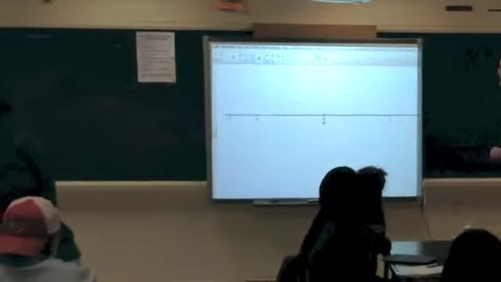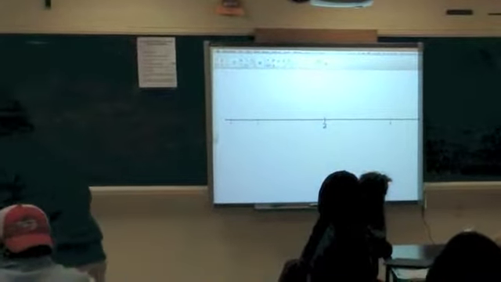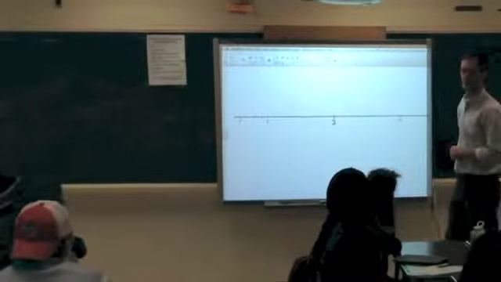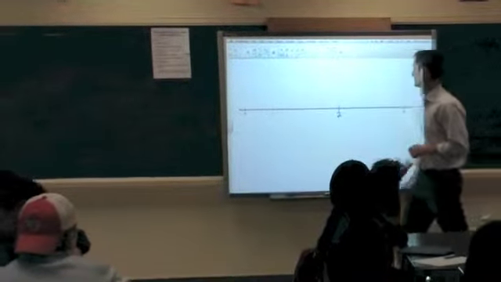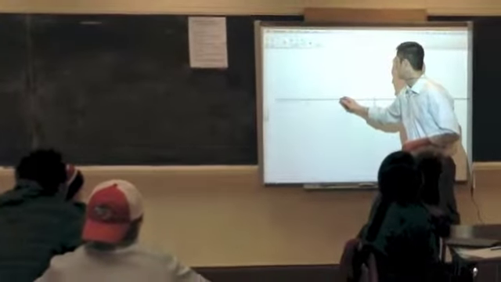Alright, what's half of 2? 1. Okay, so where's 1? Between 0 and 2. Okay, right between 0 and 2 would be a fair spot. Is that fair right there? Yeah.